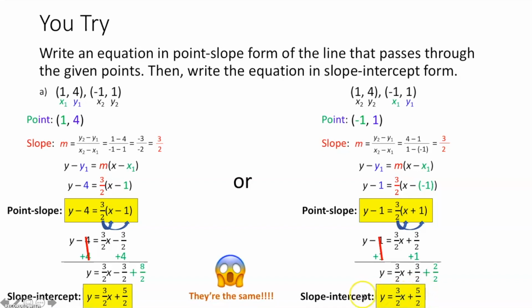And look at that. The slope-intercept form of each of these point slope forms is the exact same because the equation of the line going through these 2 points should be the exact same in slope-intercept form. And all of these, when you graph them on a coordinate plane, they're the exact same line.